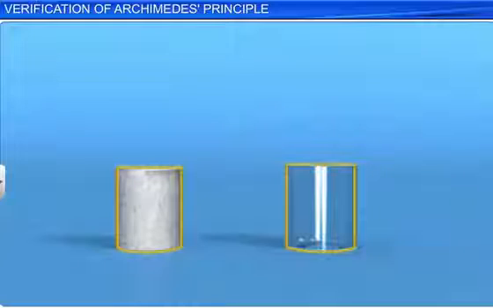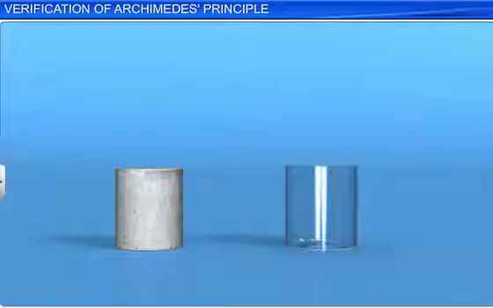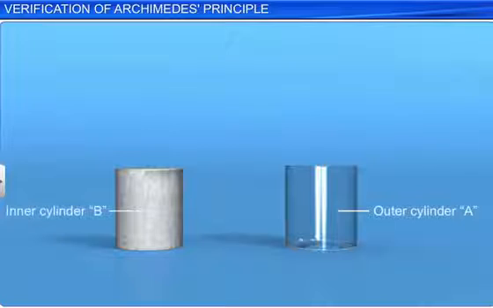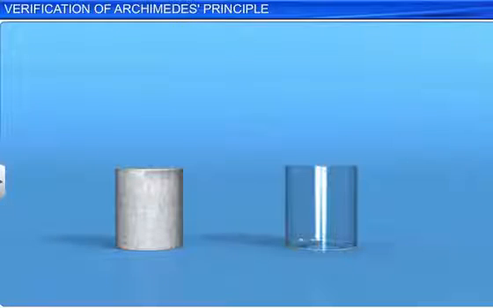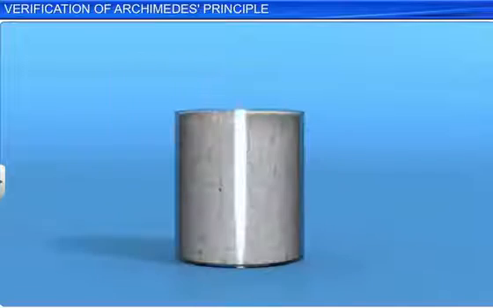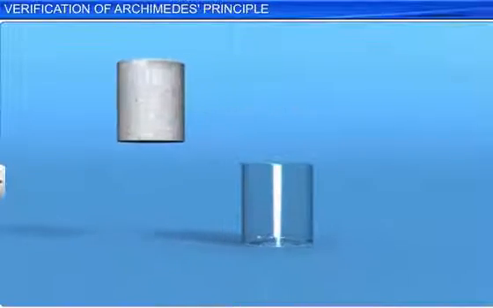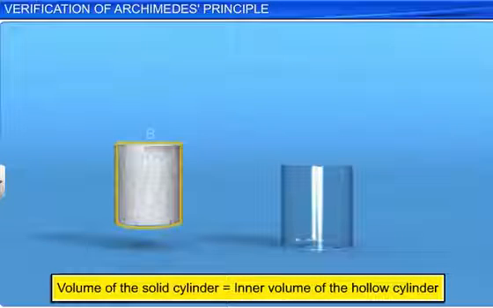Consider two concentric cylinders. One outer hollow cylinder, A, with one of its ends closed, and another inner solid cylinder, B. The solid cylinder fits exactly into the hollow cylinder. It means that the volume of the solid cylinder B is exactly equal to the inner volume of the hollow cylinder A.